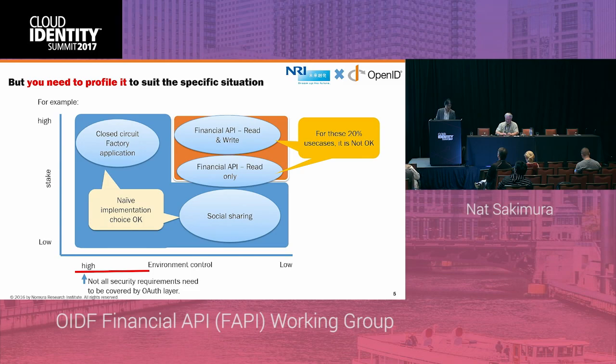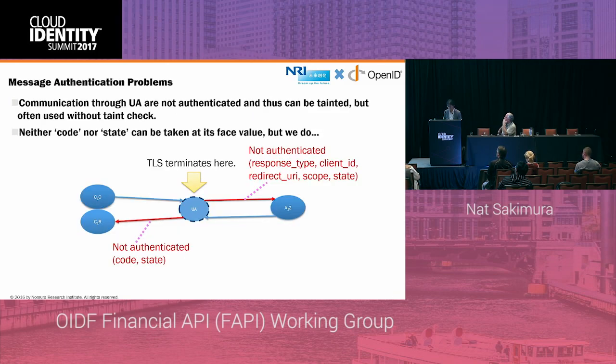Of course, we could make everything really secure using proper options. But at the same time, we also have to consider the specific situation. We have to profile it accordingly to the risks that we are exposed to. And what the Financial API Working Group is actually working on is the right top corner of the high security, low environmental control case.